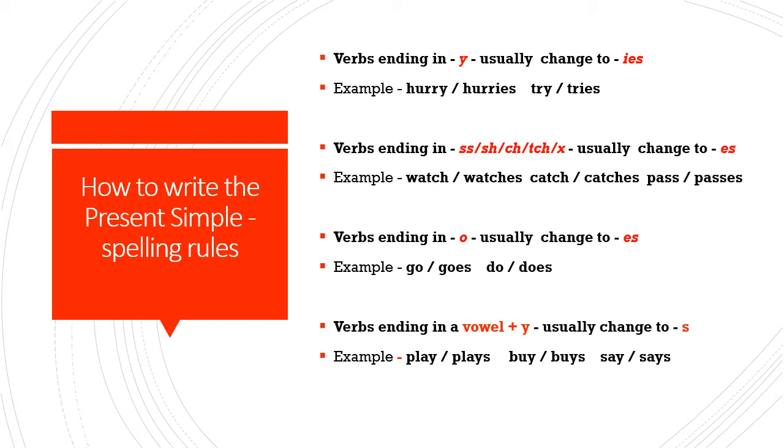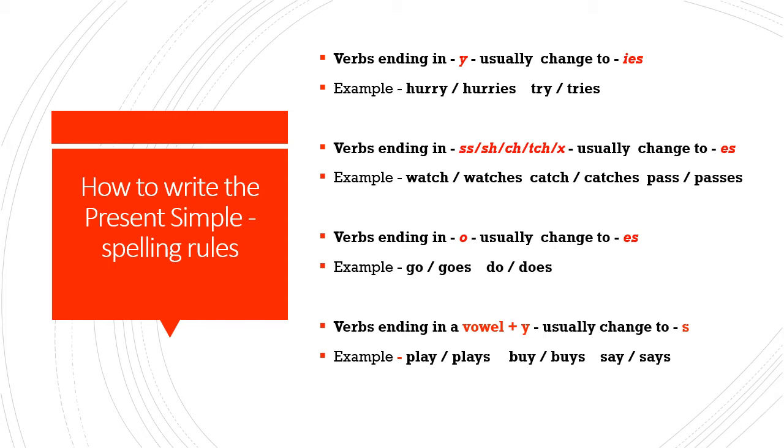Now if the verbs end in double S, or in SH or CH or TCH, and there are some verbs that end in X, then usually what we do is we put an ES at the end of the verb for the present simple. Again, this is just for he, she, and it. Don't forget that. So watch becomes watches, or catch becomes catches, and pass becomes passes.